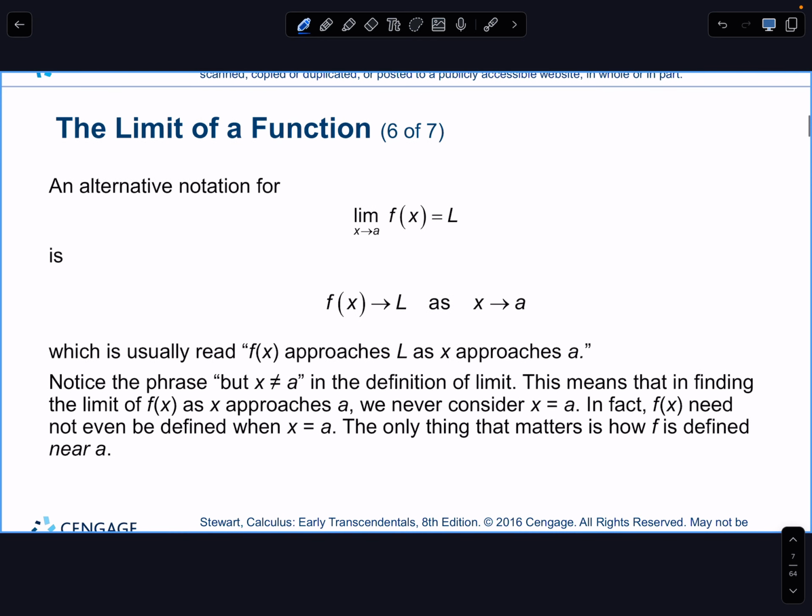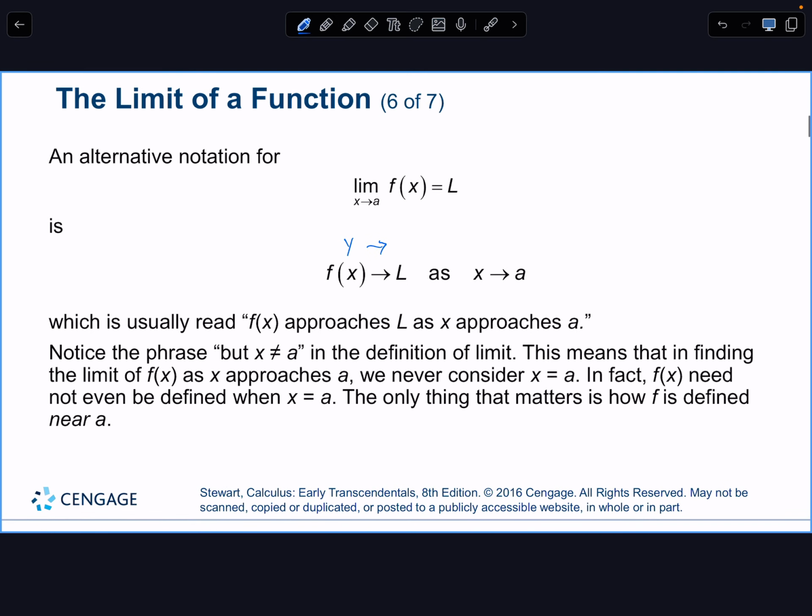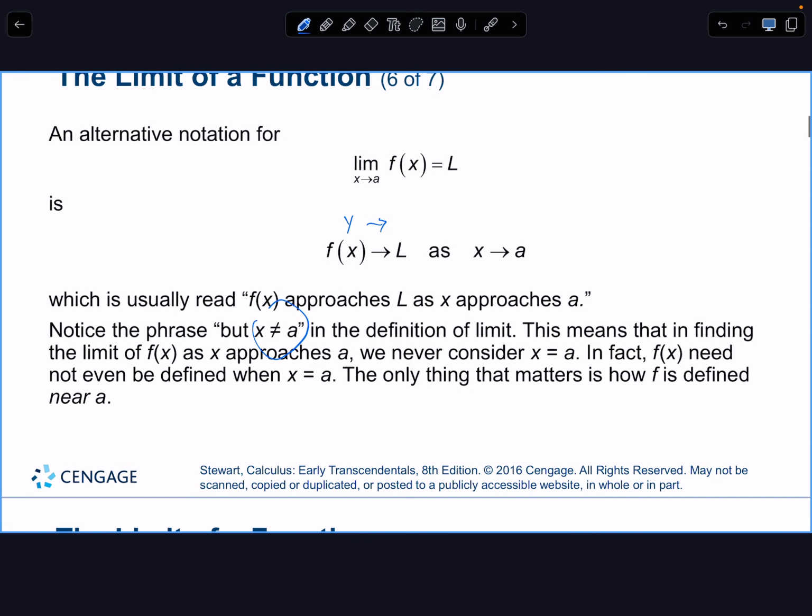And here's another way to write it, horizontally with arrows. The y approaches a number, remember 4 is the number, but in general L, as x approaches a number. And then it talks about how it doesn't matter if x ever gets to the a value. It's okay if it doesn't equal a. It just matters if x is near a.